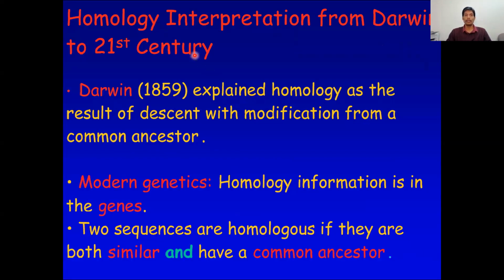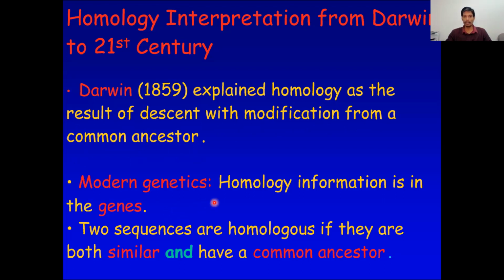And the homology interpretation from Darwin to the 21st century is that Darwin explained homology as the result of descent with modification from a common ancestor. So even though there was not much information about genetic material, DNA or RNA, Darwin mentioned that homology is a result of descent with modification from a common ancestor. So if we have homology, that means we both should have a common ancestor. That is what he mentioned in 1859.